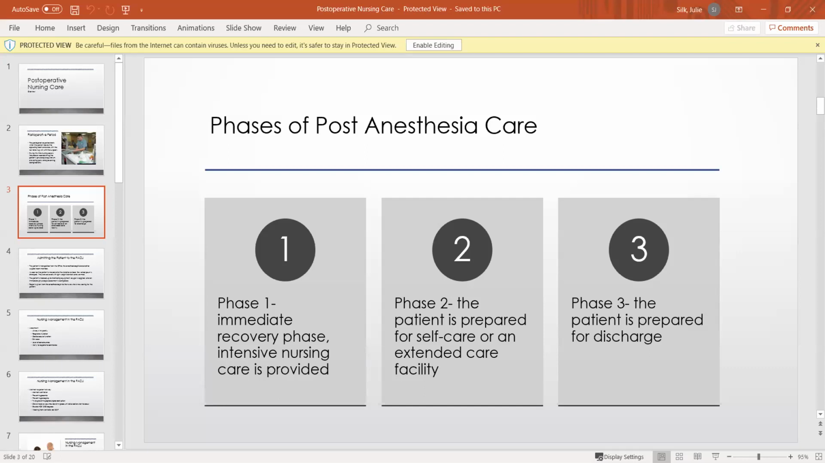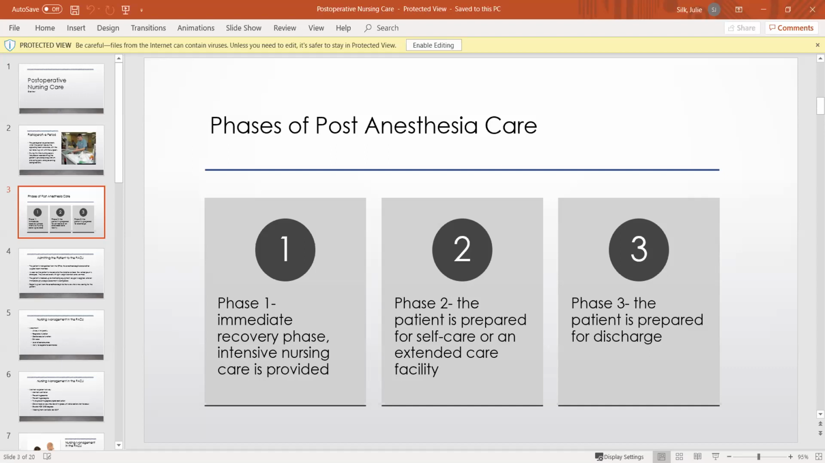Also on the slide here, it says the patient is prepared for self-care or an extended care facility. So you try to get them to the point where they're ready to be discharged, right? If you're trying to see if they can eat or drink something without throwing up, then you give them that there. You want to see that they can go to the bathroom before they leave. If that's the case, you would do that there, that type of stuff.